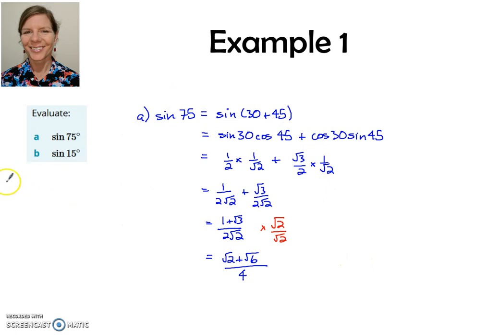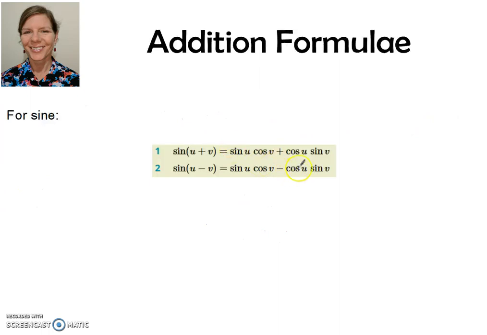For the second one, it's very similar. I'm just going to do it over here, except we're going to use a subtract this time. So I'm going to say, well, 45 minus 30 gives me 15. Okay, so the formula is slightly different, pretty much the same, but we've got a minus. So sine of the first, cos of the second, cos of the first, sine of the second.